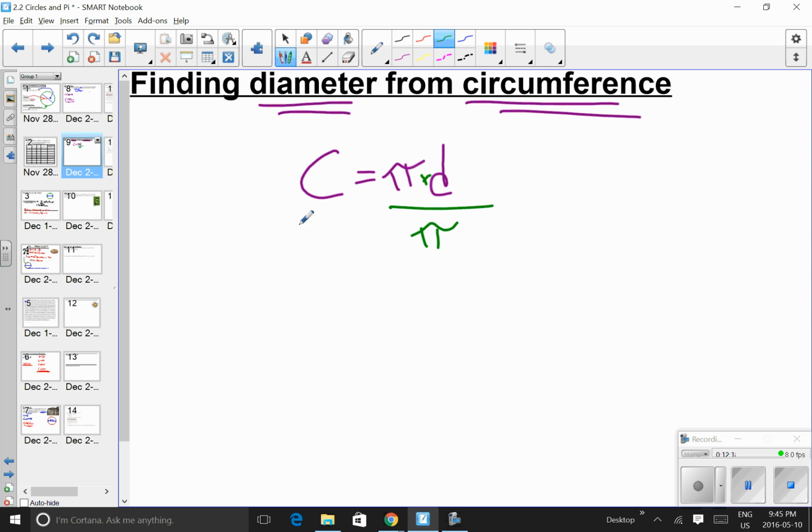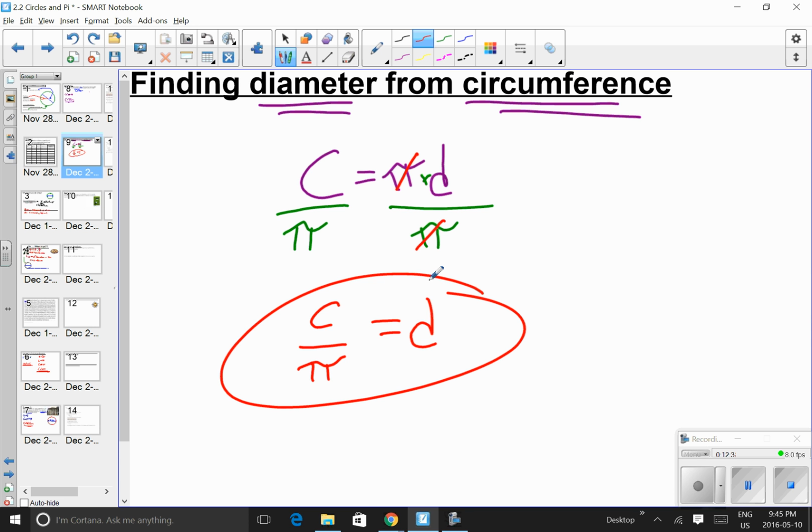But whatever you do to one side, you've got to do to the other. Now I've got a pi up top, a pi on the bottom. Pi divided by pi is just 1, so they can cancel out or cross off, whatever you want to call it. So now I just have diameter by itself equals C divided by pi. Now this formula you won't find on your formula sheet. If you want this formula, you have to manipulate it by yourself or have it memorized.